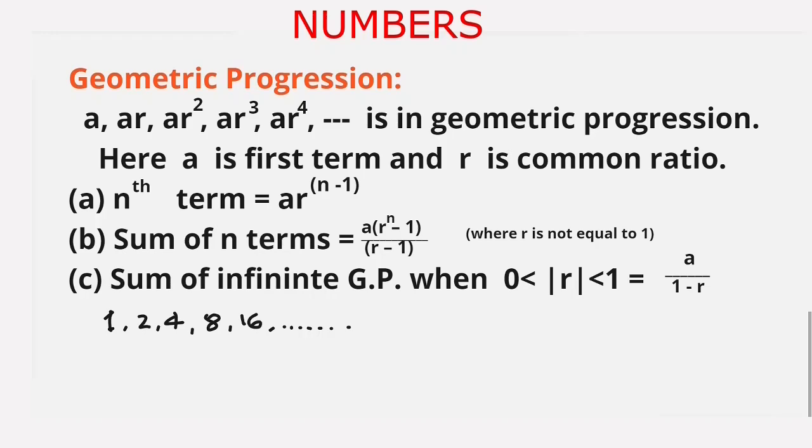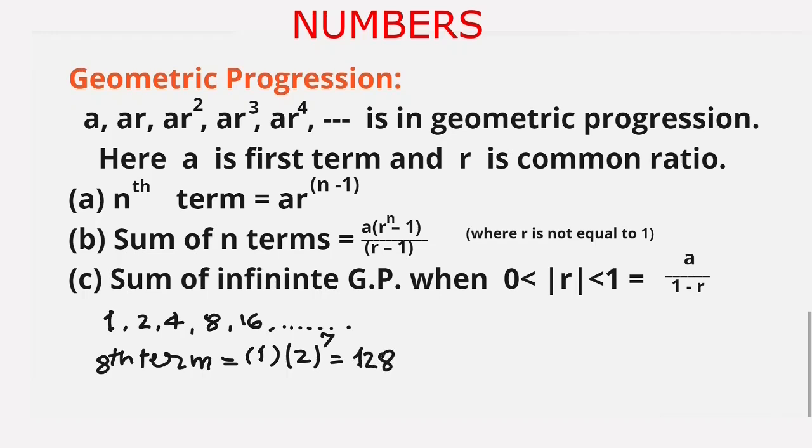So if we have to find the 8th term, then the 8th term is equal to a, which is 1, into r, which is 2, to the power n minus 1, which is 8 minus 1, is 7. 2 to the power 7 is 128. So this becomes 1 multiplied by 128 is 128. So this way we can get the 8th term.